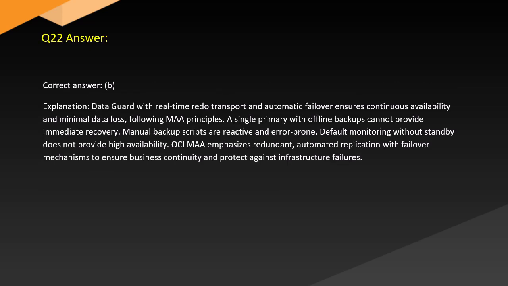Answer. Correct answer: B. Explanation. Data Guard with real-time redo transport and automatic failover ensures continuous availability and minimal data loss. Following MAA principles, a single primary with offline backups cannot provide immediate recovery. Manual backup scripts are reactive and error-prone. Default monitoring without a standby does not provide high availability. OSI MAA emphasizes redundant, automated replication with failover mechanisms to ensure business continuity and protect against infrastructure failures.